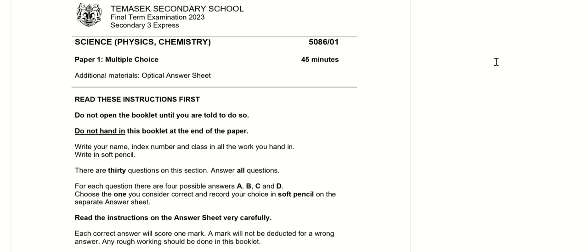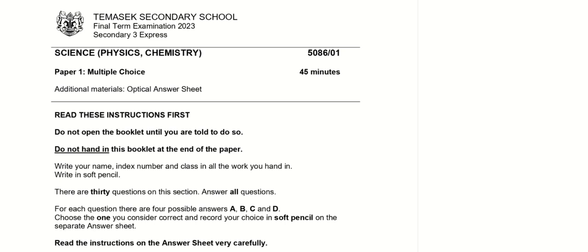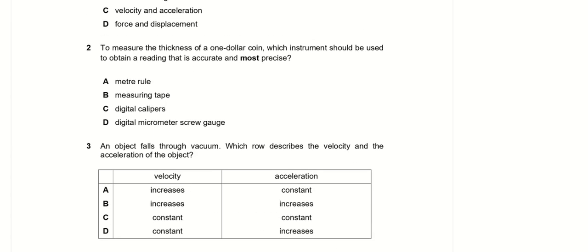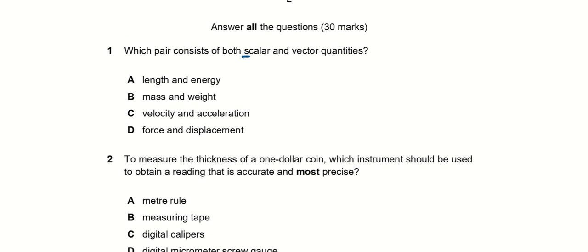Okay, for this video, we'll be going through the FTE 2023 paper 1 MCQ, which you'll be sitting for tomorrow. So first question, which pair consists of both scalar and vector quantities?